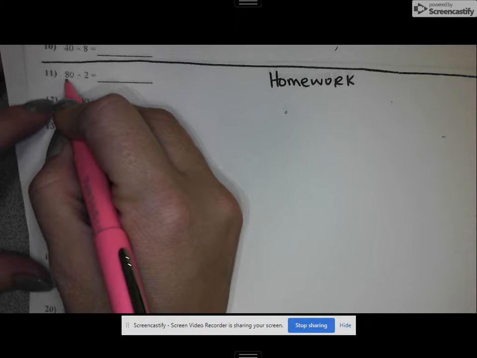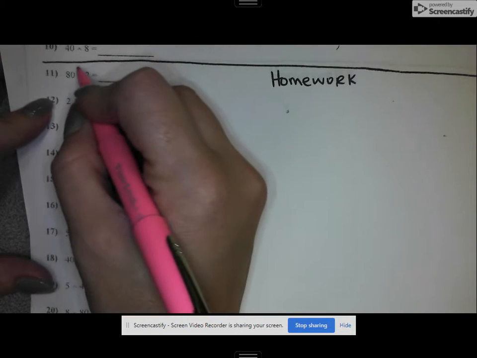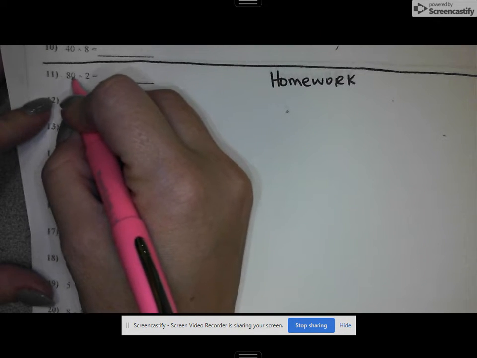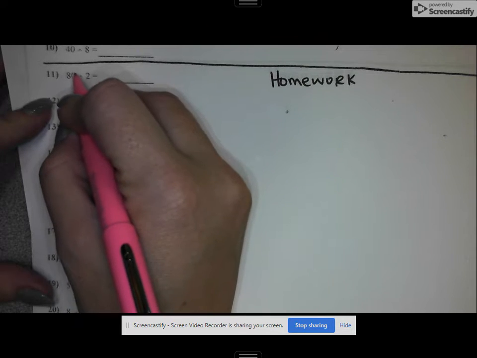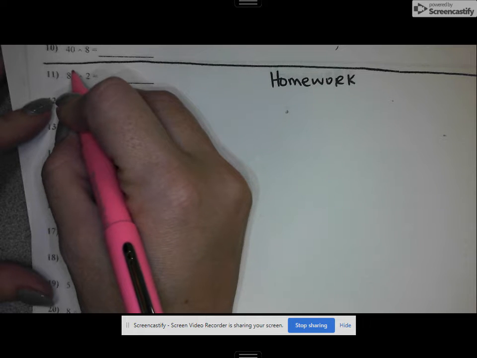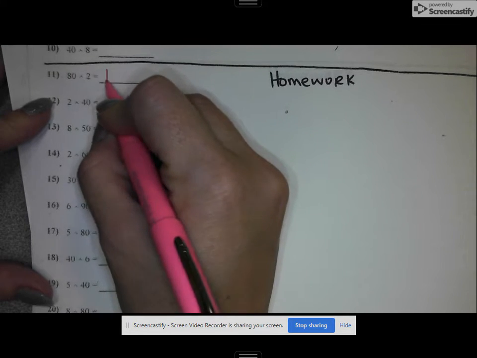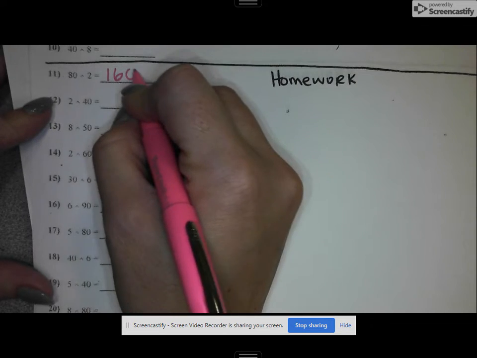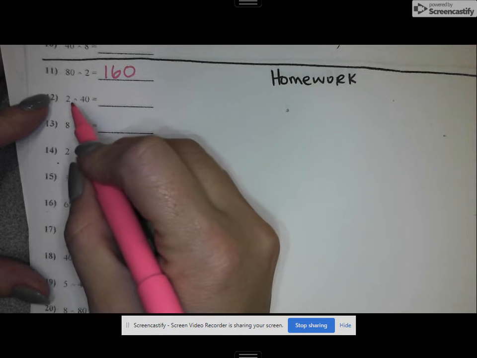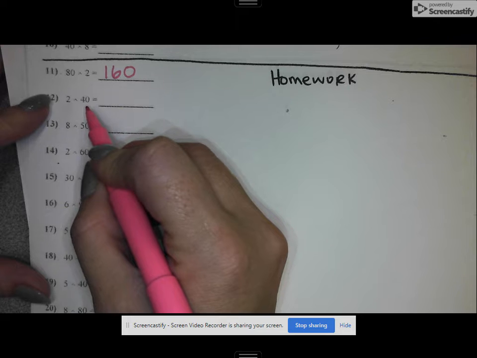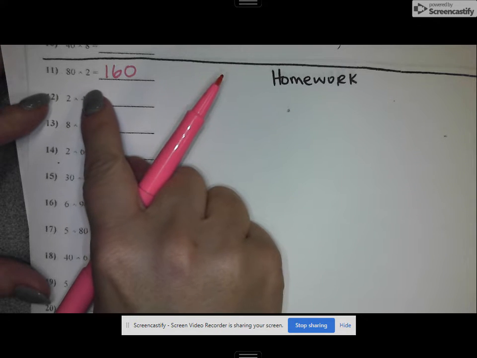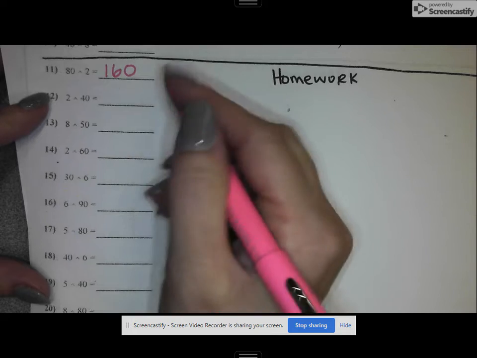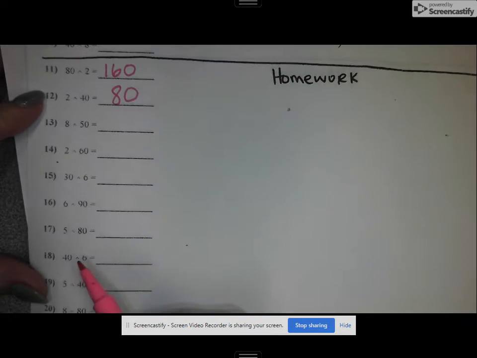So for the first one, we had 80 times 2. We teach them to just think about it as only 8 times 2 to cover up the 0 and think, what do we know about 8 times 2? That's a doubles fact, so they should know that 8 times 2 is 16, and then go back and add the 0 that they covered up to get to 160. Same thing here, 2 times 40, cover up the 0, and we have 2 times 4. That's a fast fact they should know. That's 8, and go back and add the 0.